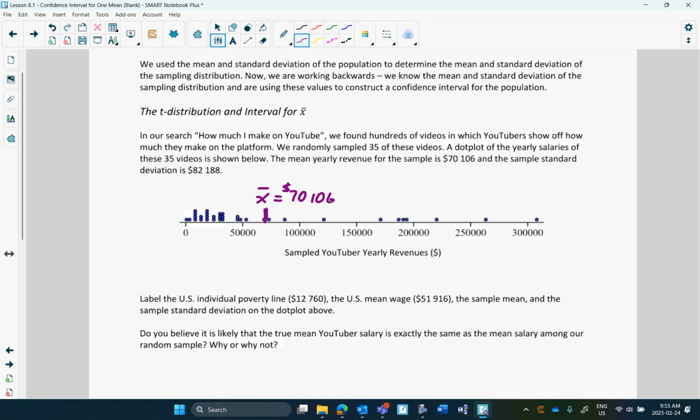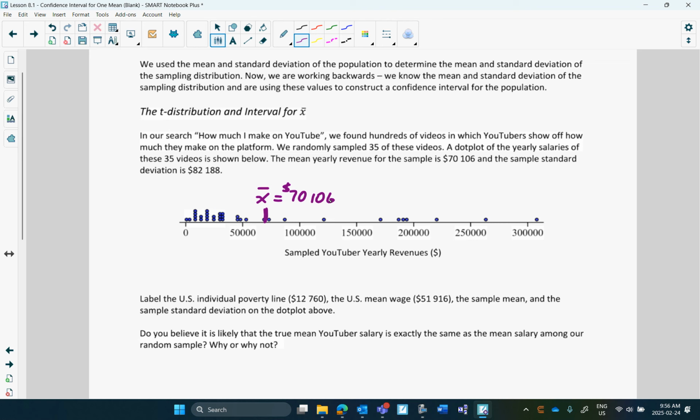The standard deviation was 82,188, which is quite big. And remember what standard deviation means. It's on average how far from the mean each of these data values is. So the typical distance of all of these values from this mean is over $82,000, which is quite big.